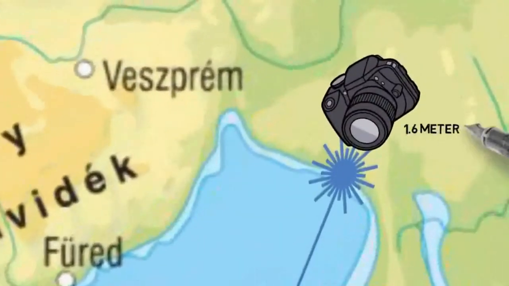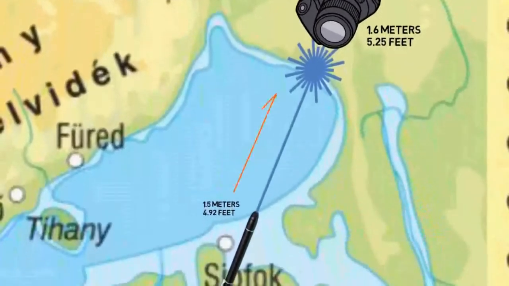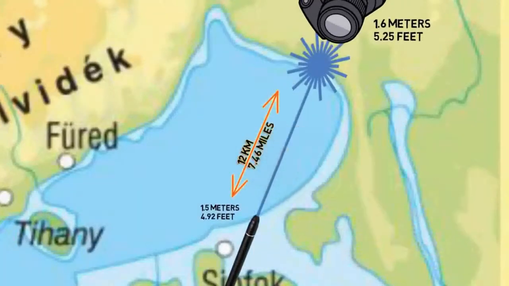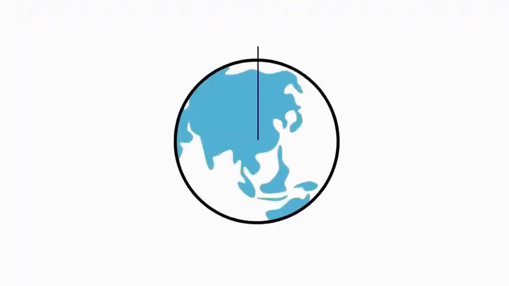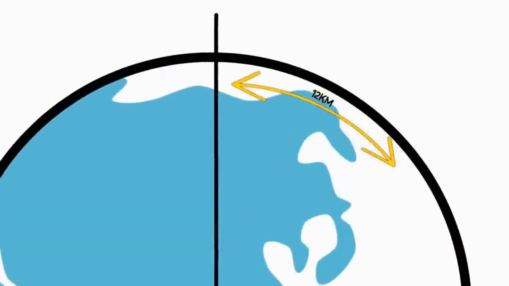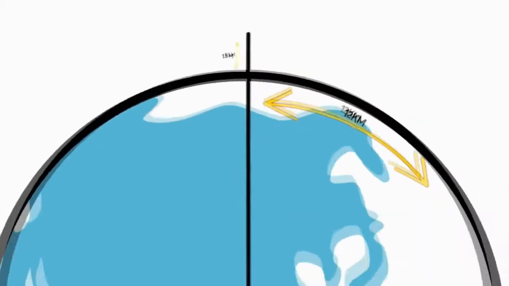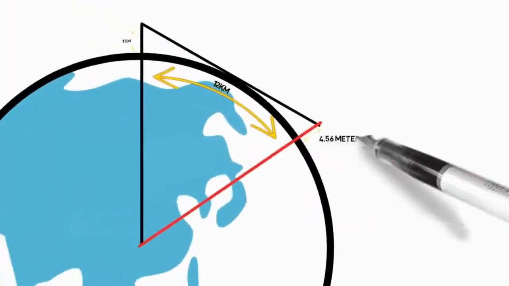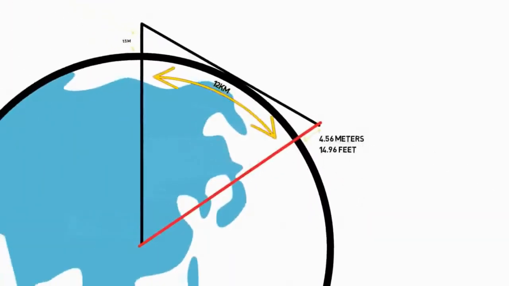Karen's camera was 1.6 meters, or 5.25 feet, above the surface of the water at a distance of 12 kilometers, or 7.46 miles. The 12-kilometer distance calculation based upon the WGS-84 model results in a target hidden height of 4.56 meters, or 14.96 feet.